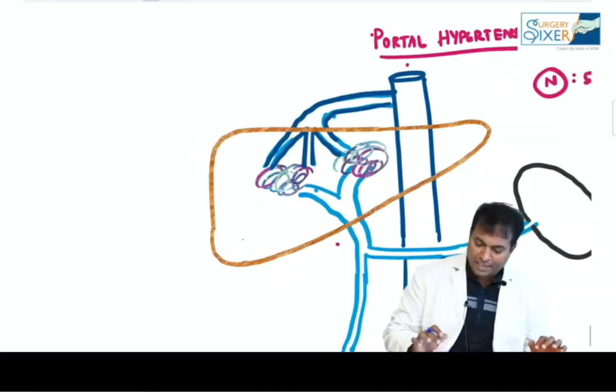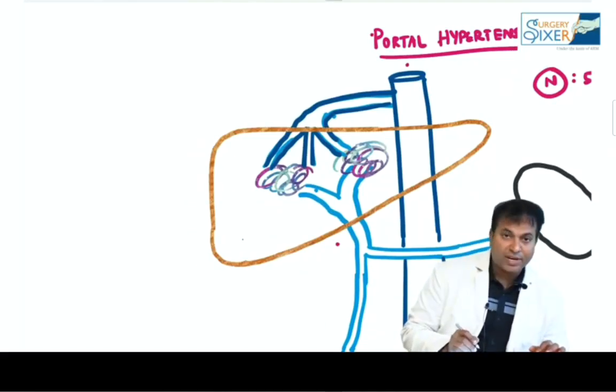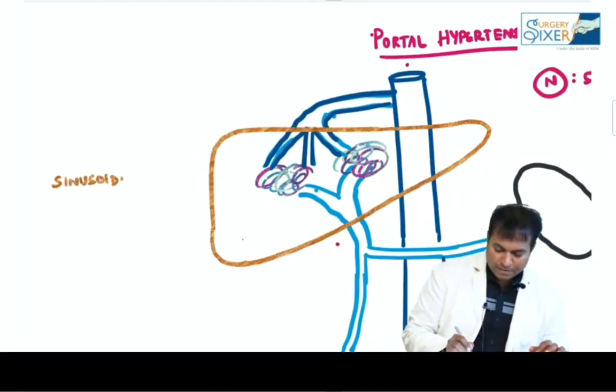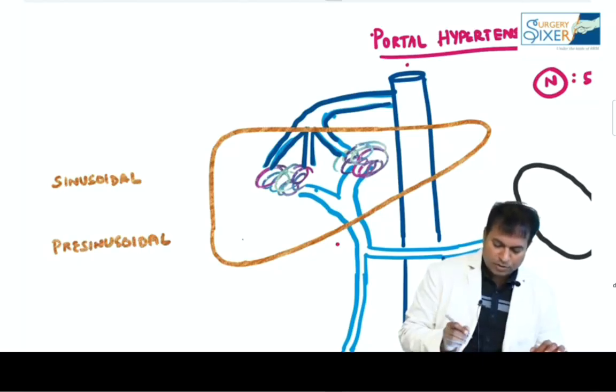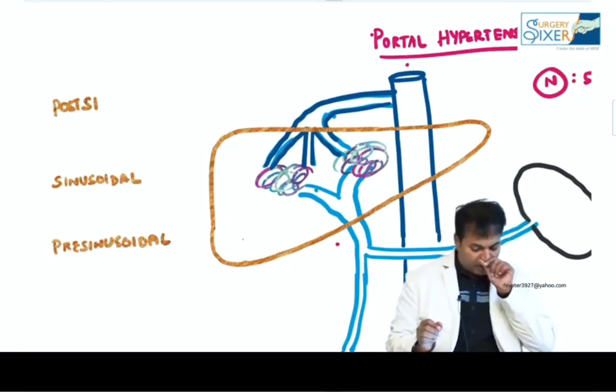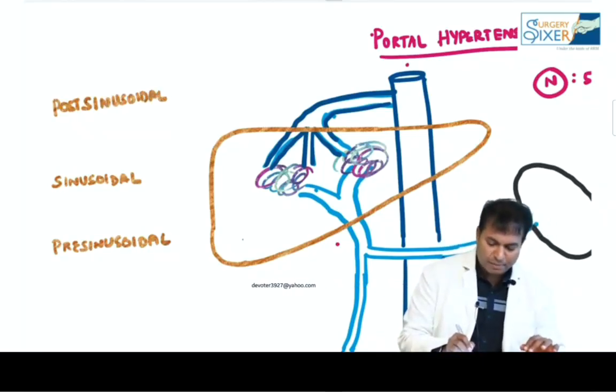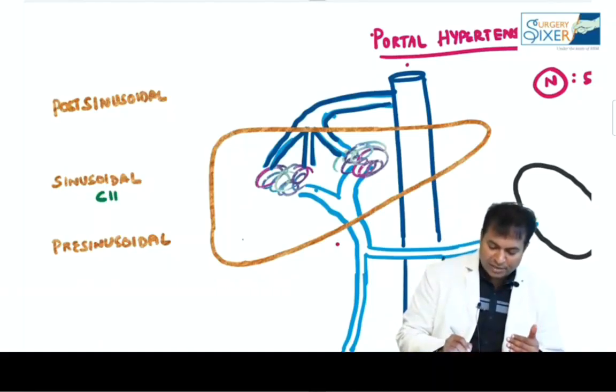The causes of portal hypertension is actually a medicine question, but let me tell you, I will make it very simple. Sinusoidal causes, pre-sinusoidal causes, post-sinusoidal causes. Very simple classification. You can write out the causes of portal hypertension easily as pre-sinusoidal, sinusoidal, post-sinusoidal. Sinusoidal is the most common cause, that is cirrhosis of liver.